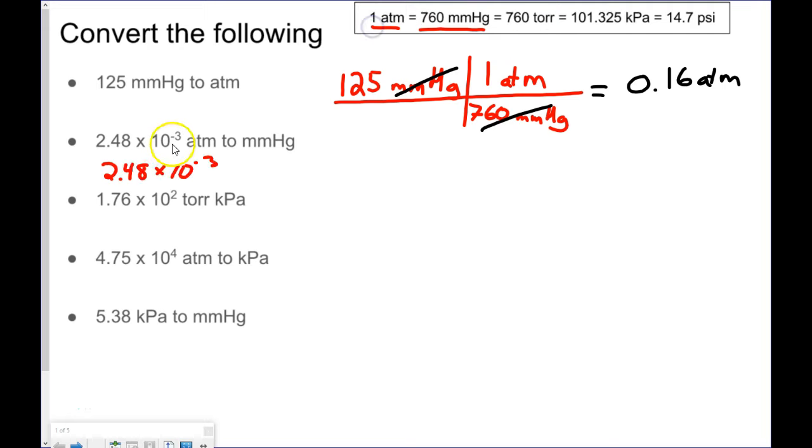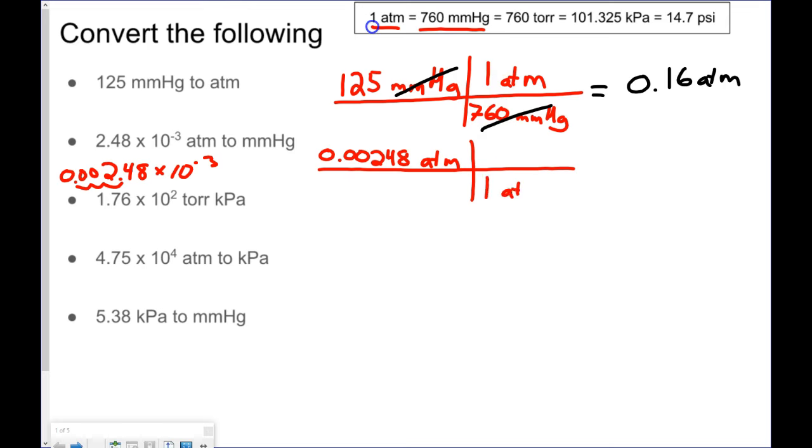Next one, 2.48 times 10 to the negative third atmospheres to millimeters of mercury. I didn't work this in a calculator, but you can punch this in as well. You just put that in as 2.48 e negative 3. Well, I'm going to essentially just move the decimal point 3 to the left, which is going to convert it into 0.00248 atmospheres.